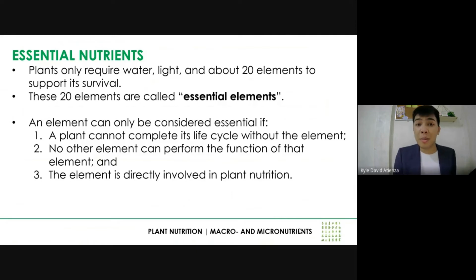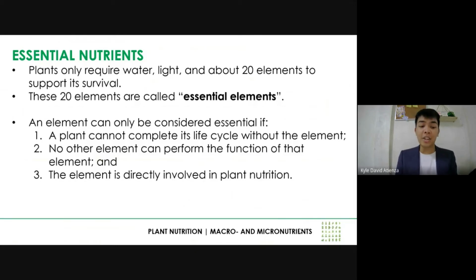You must also remember that the plants cannot simply gather the elements from the ground. The element or the essential nutrient must be broken down first into its basic form. These are called ions. So we have two types of ions. We have the cations and we also have the anions. So the cations are the positively charged ions and the negatively charged ions are called anions.